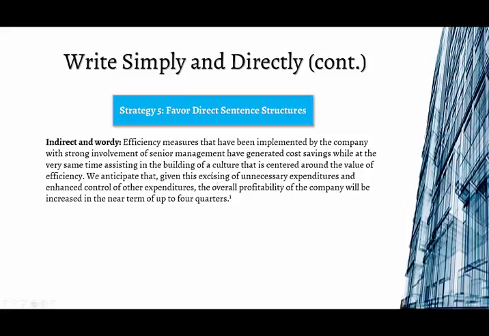Okay, let's take a look here. Efficiency measures that have been implemented by the company, blah, blah, blah. So we have a roundabout way of saying what the company did. We can switch this around and just say what the company did.